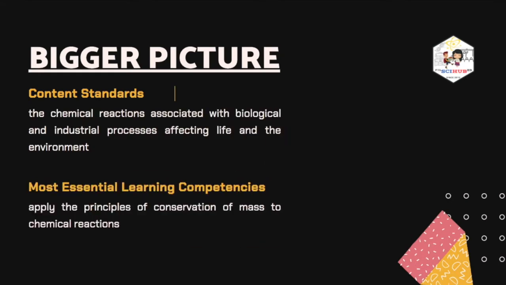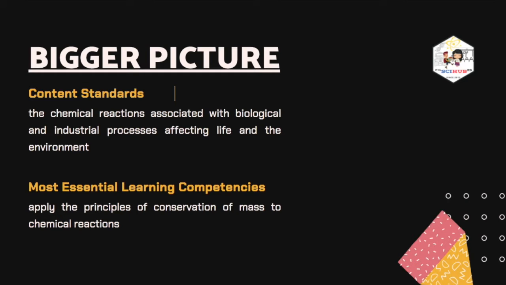Before we head on to our lesson, let's take a look at the bigger picture. Kung bakit at kung ano nga ba ang dapat natin matutunan para sa module na ito. Our content standard for the students is to have an understanding of the chemical reactions associated with biological and industrial processes affecting the environment. So, bali, bago natin tingnan ang mga iba't ibang chemical reactions, kailangan muna natin syempre suriin at intindihin ang characteristics o properties ng ating chemical reactions. By taking a look at the law of conservation of mass, mas maiintindihan natin kung bakit nga ba ganito natin isulat at tignan ang mga chemical reactions.